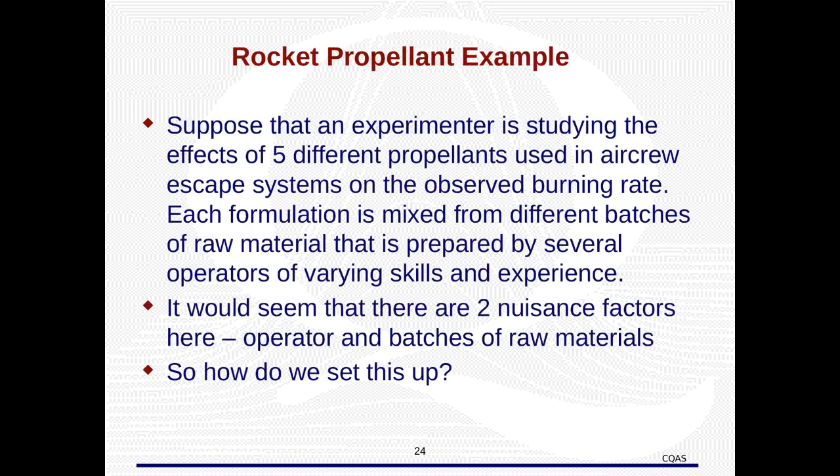Building on our discussion of multiple nuisance factors, let's examine a concrete experimental scenario. Consider an engineer investigating 5 different propellant formulations for aircraft escape systems, measuring their burning rates. The complication here is that raw materials come from different batches, and these batches are prepared by operators with varying levels of skill and experience. This creates 2 distinct nuisance factors simultaneously: operator variability and batch-to-batch variation in raw materials. Both of these factors could influence our burning rate measurements, potentially confounding our conclusions about the propellant formulations themselves.